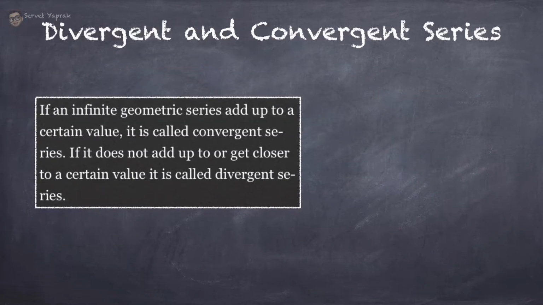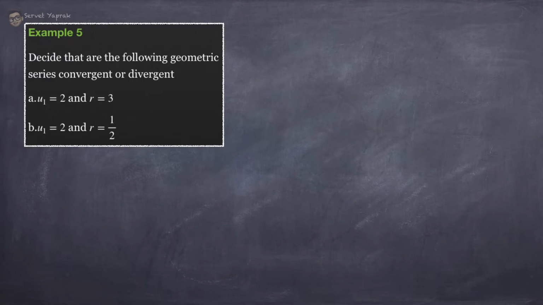Now we will talk about divergent and convergent series. If an infinite geometric series adds up to a certain value, it is called a convergent series. If it does not add up to an exact value, then it's called a divergent series. You may think that there is no way an infinite series adds up to a certain value. It can happen only if the common ratio is between 1 and -1, if its absolute value is less than 1, because then the terms of the geometric series are getting smaller and smaller. So let's look at some examples here.